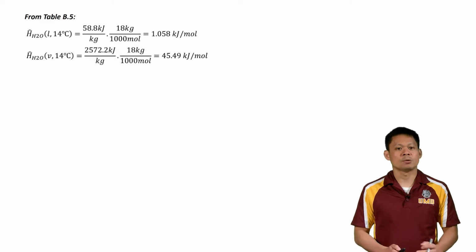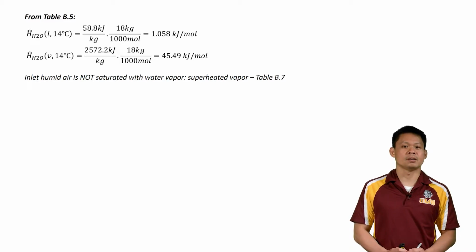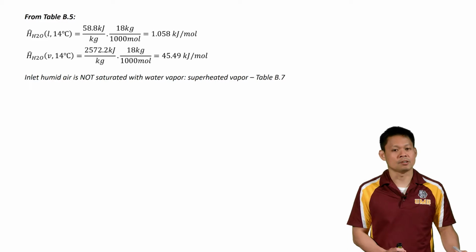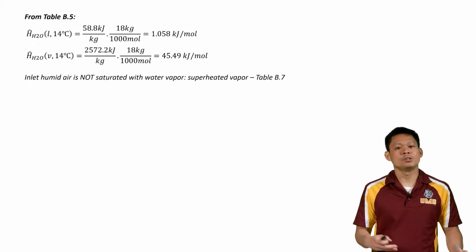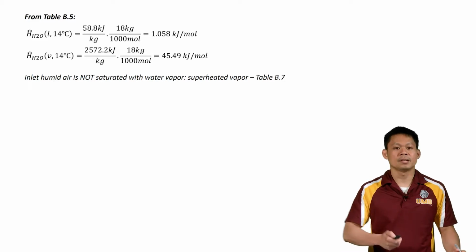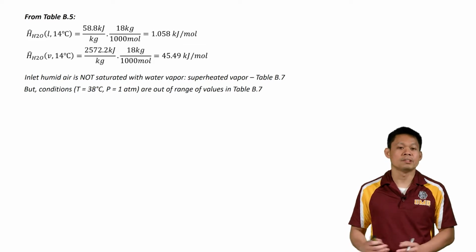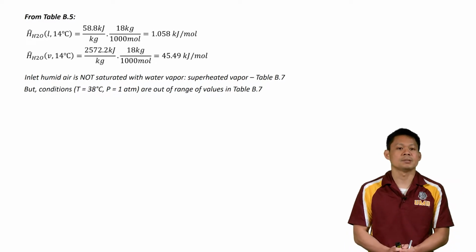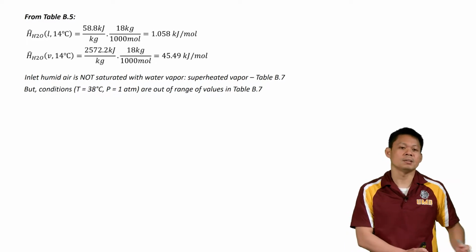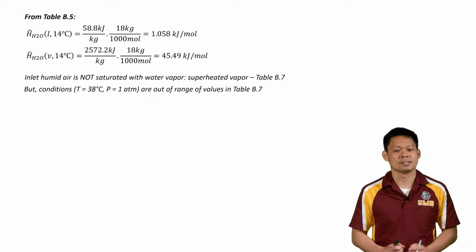And now, let's go on to our inlet humid air and look at the water vapor in that stream. We know that it is not saturated because we have a relative humidity that is not 100%. So ideally, we would use table B7 because it is a superheated vapor. But if you look at table B7, at the conditions of 38 degrees C and 1 atmosphere, you will not be able to find it, it's not within the range of values. The range of values in table B7 starts at 50 degrees C. So there's nothing below that, so we can't even do any interpolation with the values that are given.